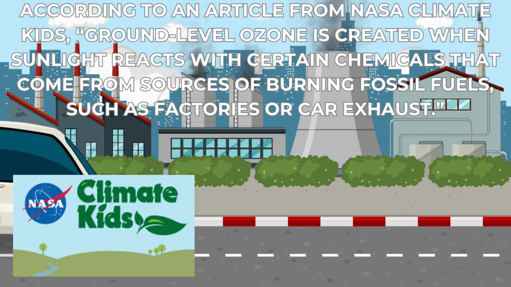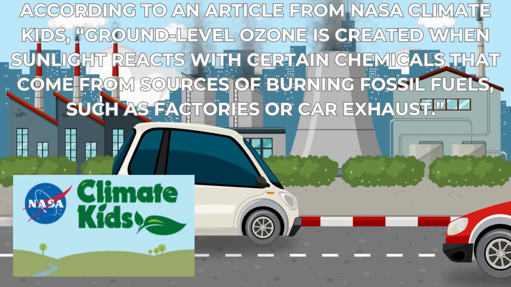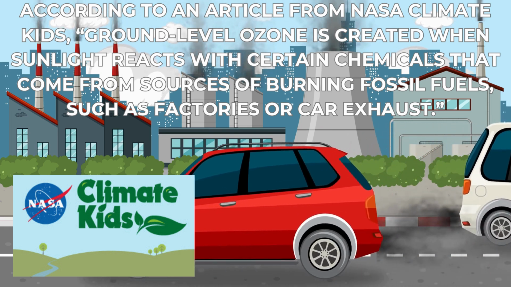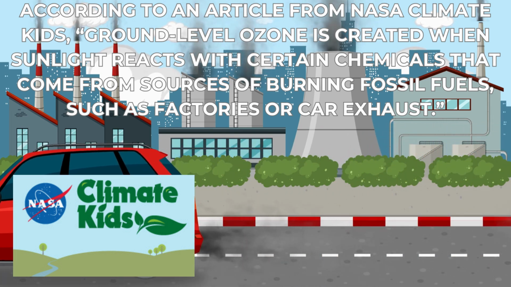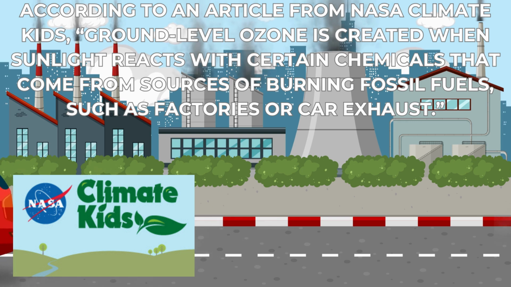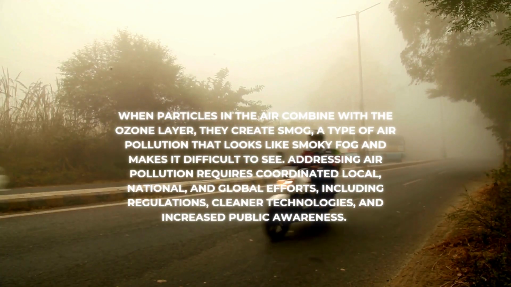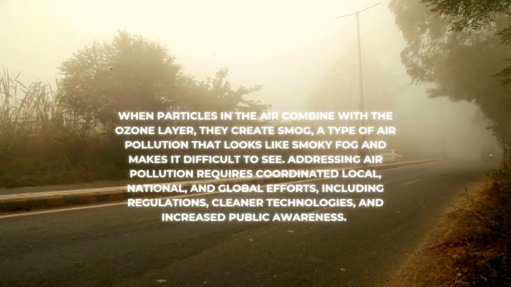According to an article from NASA Climate Kids, ground-level ozone is created when sunlight reacts with certain chemicals that come from sources of burning fossil fuels, such as factories or car exhaust. When particles in the air combine with the ozone layer, they create smog, a type of air pollution that looks like smoky fog and makes it difficult to see.